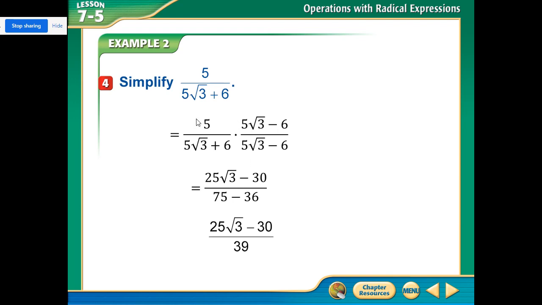This is just to distribute here, so that's 25 root 3 minus 30. Here in the denominator, the middle terms are going to cancel out. That's what we did. So we just have the first term, which is 5 times 5, which is 25. Square root of 3 times square root of 3, square root of 9, is 3. 25 times 3 is 75. So that whole thing ends up being 75. Then 6 and 6 is negative 36. Subtract them, and we get 39. This is a big, giant mess, but we cannot simplify that at all. 25, 30, and 39 have nothing in common.